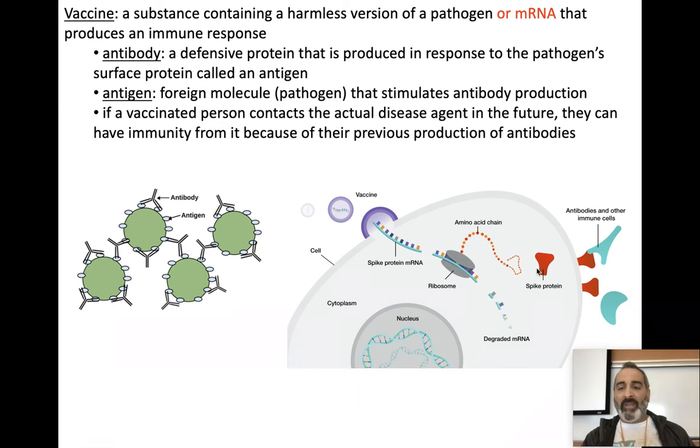So rather than getting infected by a full-blown virus that can now make you sick, you are going to have an immune response to just the spike protein. Once you have an immune response, you can then defend yourself against the illness or the virus when it shows up again. This technology, by the way, is also being used currently in cancer treatment.